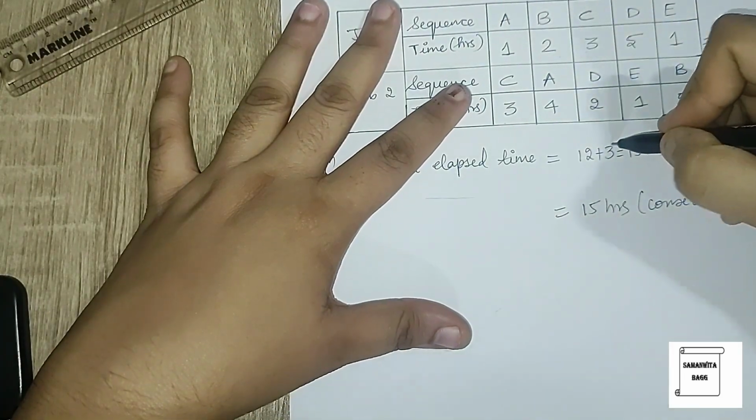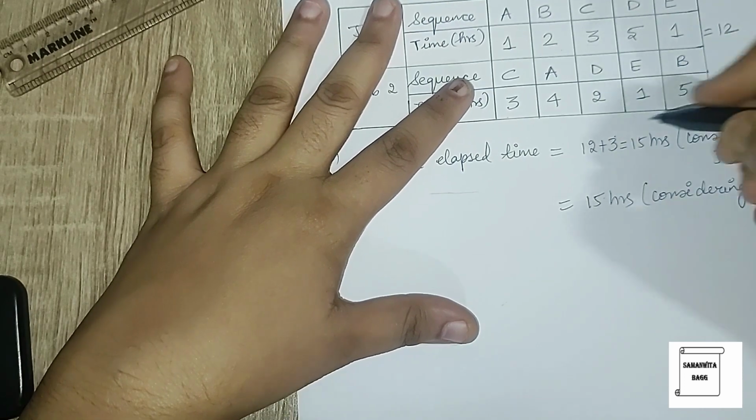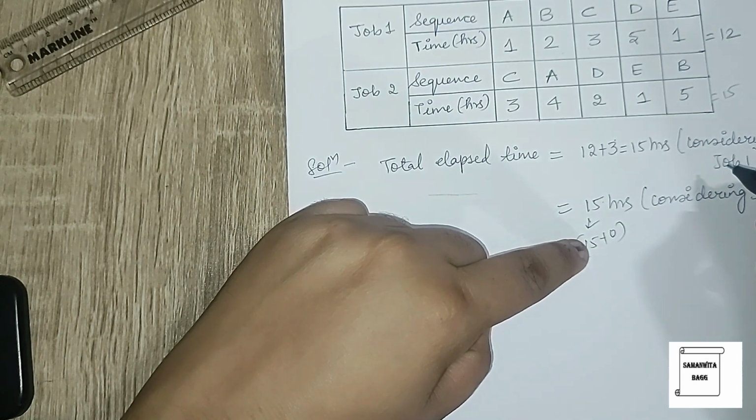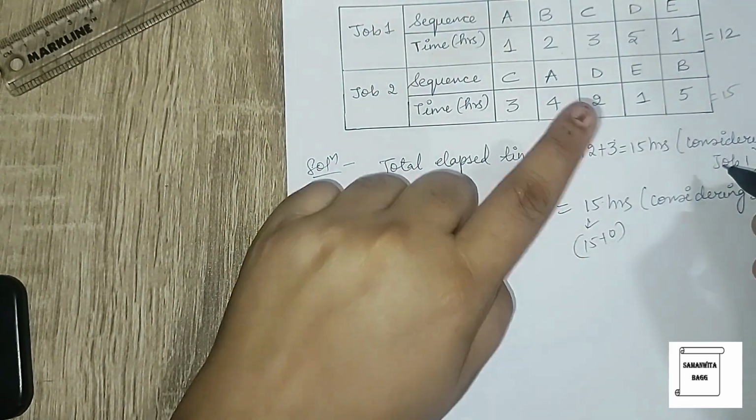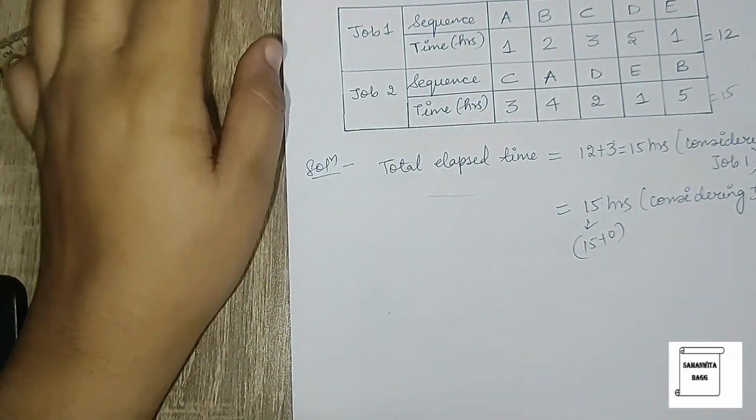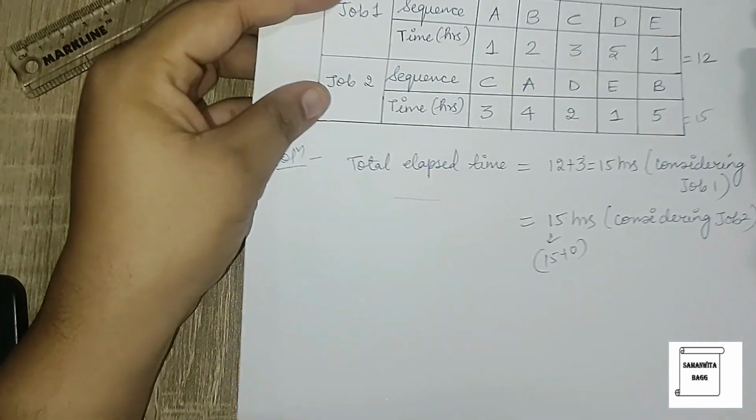Your idle time is 3. There is no idle time here. If you want, you can also split this as 15 plus 0. 15 will be processing time and idle time is 0. Your processing time is 12. Idle time is 3 hours. So the total time is always going to be equal, 15 hours.